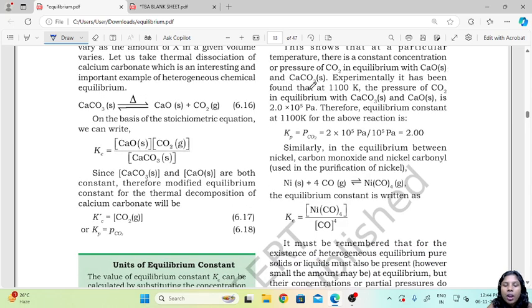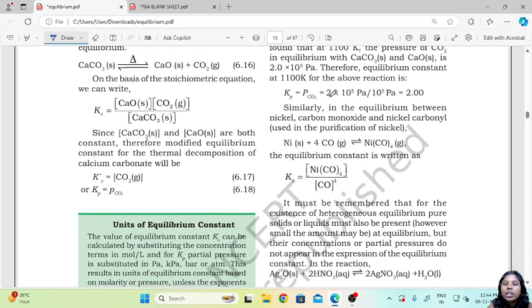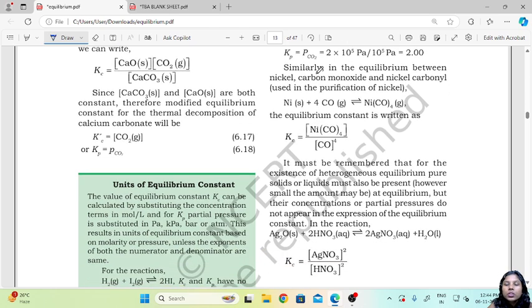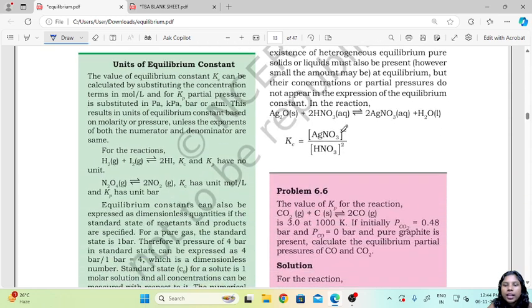Experimentally, it has been found that at 1100 Kelvin, the pressure of CO2 in equilibrium with calcium carbonate and calcium oxide is 2.0 into 10 raised to 5 Pascal. Therefore, the equilibrium constant at 1100 Kelvin for the above reaction is going to be 2 into 10 raised to 5 Pascal per 10 raised to 5 Pascal, which is equal to just 2. Similarly, in the equilibrium between nickel, carbon monoxide and nickel carbonyl, used in the purification of nickel, we get a similar kind of relation.